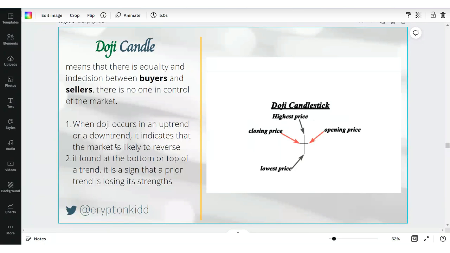When a Doji candle occurs in an uptrend or a downtrend, it indicates that the market is likely going to reverse.